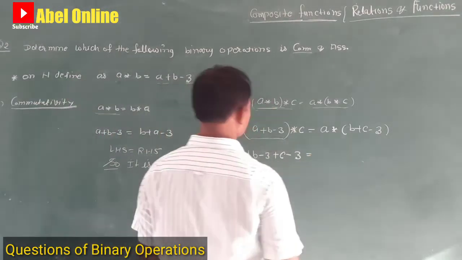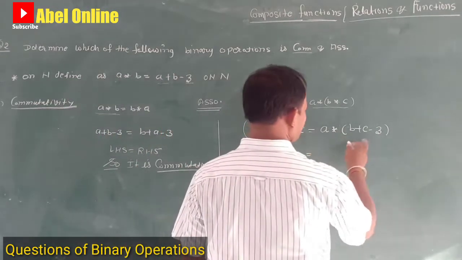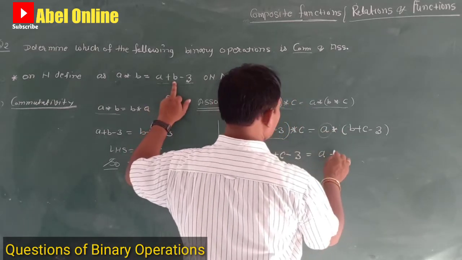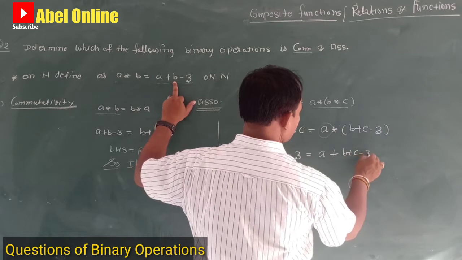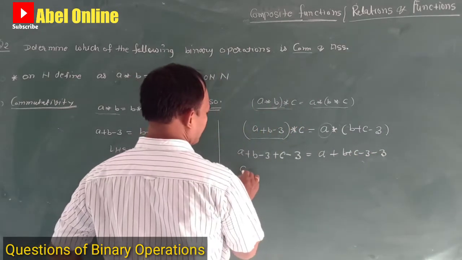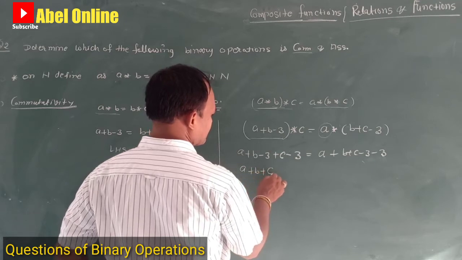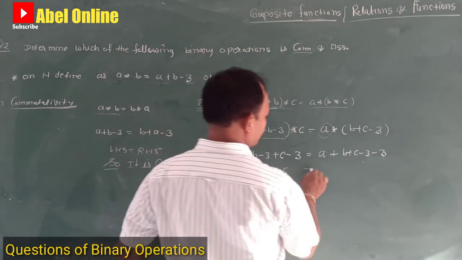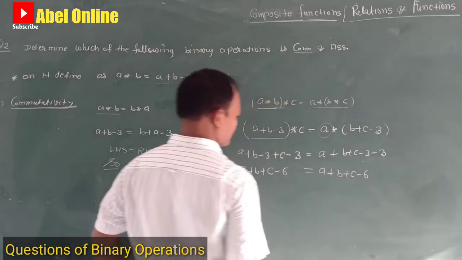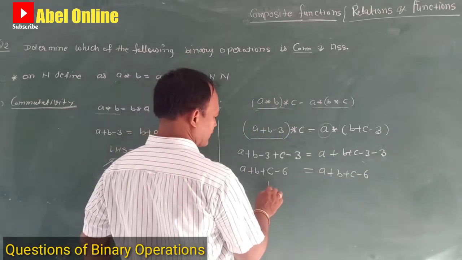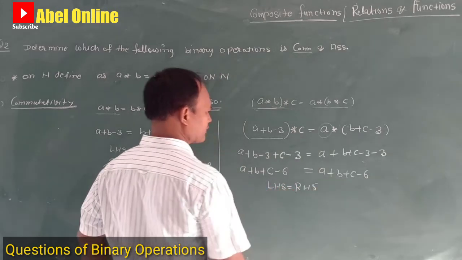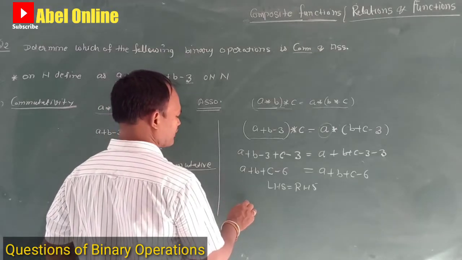Now for A star (B star C), the value of A is A, so there is the A, and the value of B is B plus C minus 3, minus 3. Now this is A plus B plus C minus 6, and this is A plus B plus C minus 6. Guys, you can see here that this is the LHS part and this is the RHS part, both are equal.